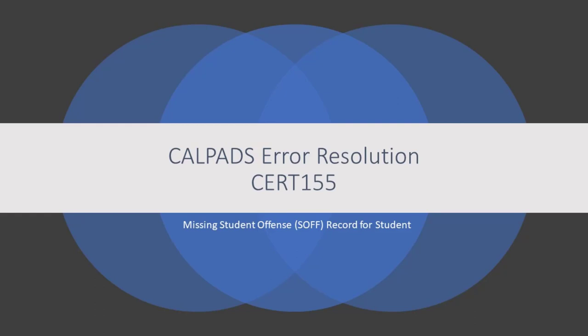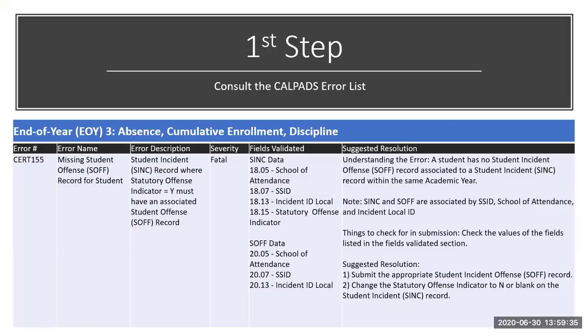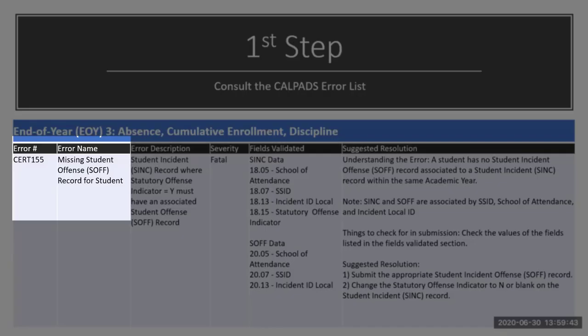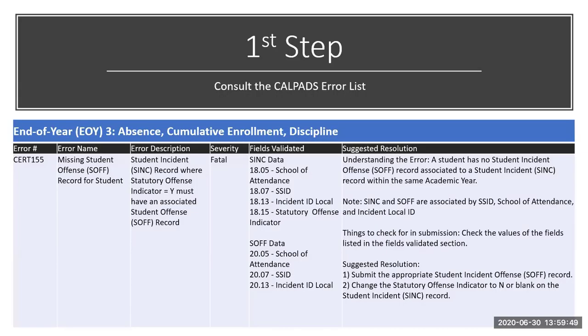CALPADS Error Resolution Cert155, Missing Student Offense Record for Student. We always recommend that you begin troubleshooting any error in CALPADS by consulting the CALPADS error list. On the left, you see the error number and the name, and they help you identify the error once you're looking at the reference documentation.